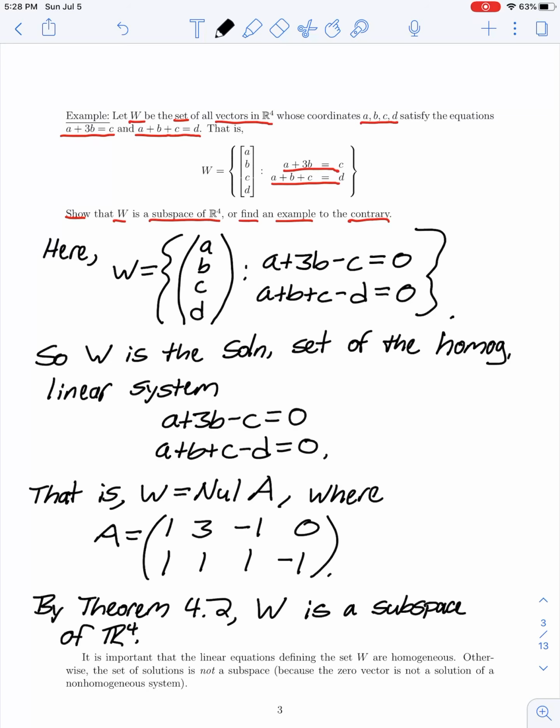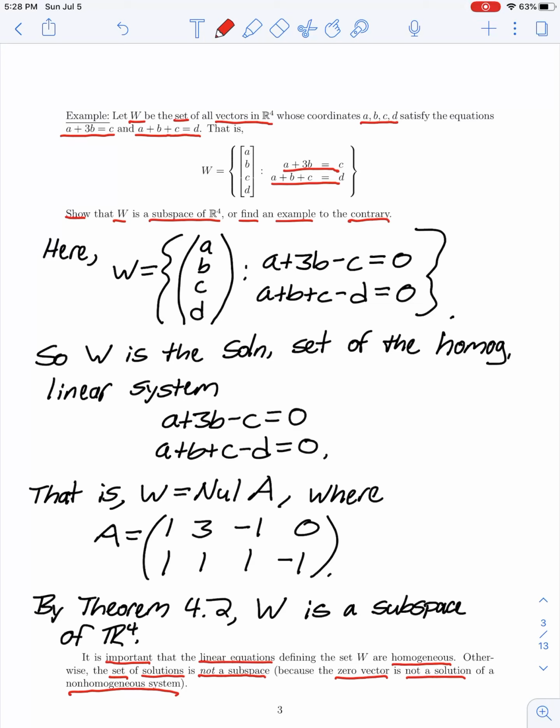So one note about this example is that the equations which these coefficients had to satisfy were linear equations which were homogeneous. So here it is important in this example that those equations were homogeneous, because if they were non-homogeneous, the solution set would not be a subspace. Why not? Well, any non-homogeneous equation would not contain the 0 vector. So the 0 vector is not a solution of any non-homogeneous system. All right.